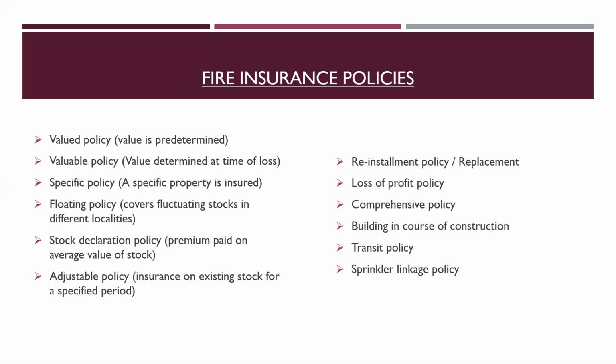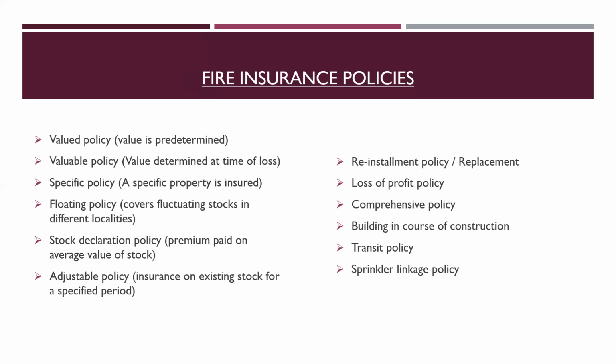Next one is floating policy. Suppose a person has a lot of godowns, he has got stock everywhere, in different localities. He doesn't want to go around taking different policies for each of his godowns. He is going to take a floating policy. So it covers the fluctuating stocks in different localities.